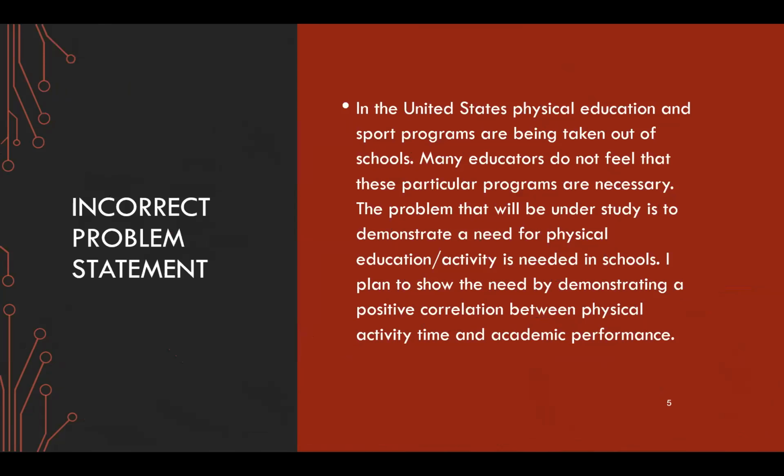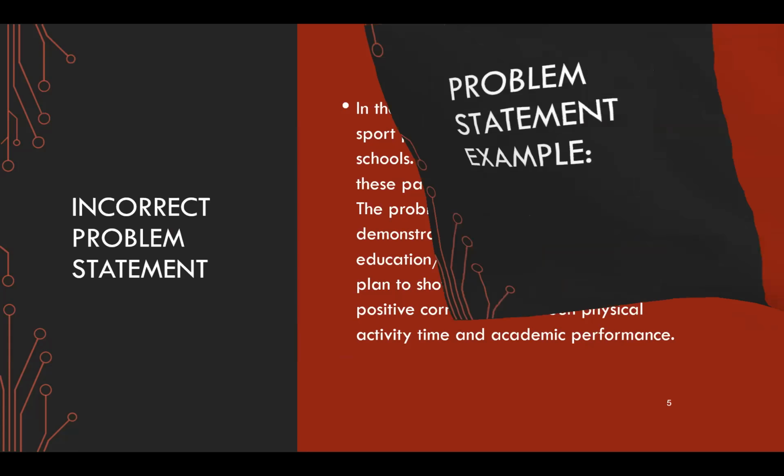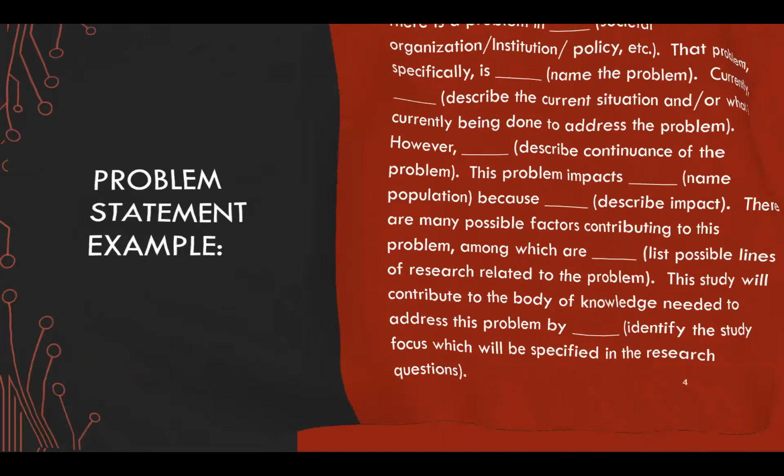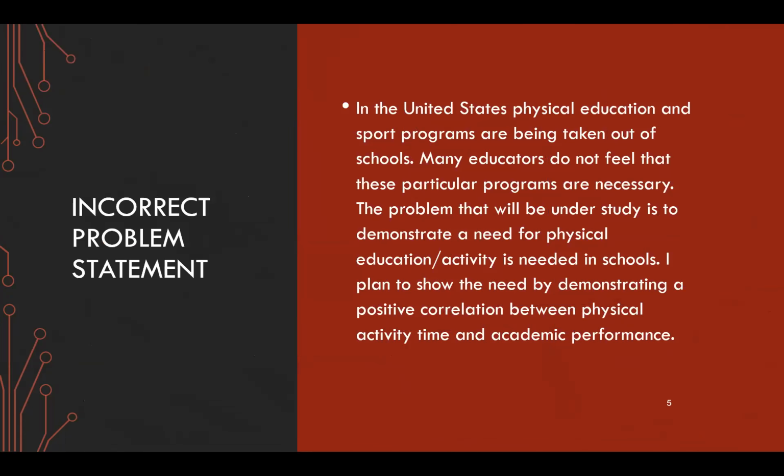And then this is the incorrect way of writing it. As you can see, it doesn't list everything. It just talks about the United States in general, and how many educators feel. Feel is not really the word to use. You need something objective. So again, this is not the correct way to write it. Use that template as opposed to writing it just that way.